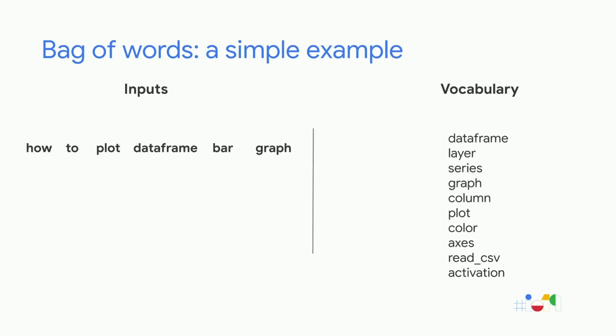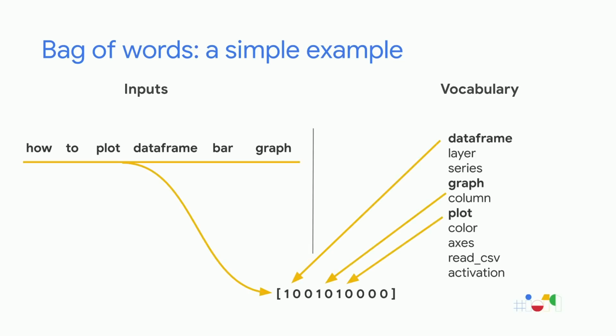So when we take this input question, how to plot data frame bar graph, we'll look at our vocabulary and we'll say, OK, I recognize these 3 words. The rest of the words in the question are going to be gibberish to the model. And when we feed all of our questions into our model, we want to feed them in as matrices that are the same size. So our question becomes an array the size of our vocabulary, with 1s and 0s indicating which words from our vocabulary are present. So because data frame is the first index in our vocabulary, the first element of our array becomes a 1, even though data frame is not the first word in our question. Same goes for graph and plot.